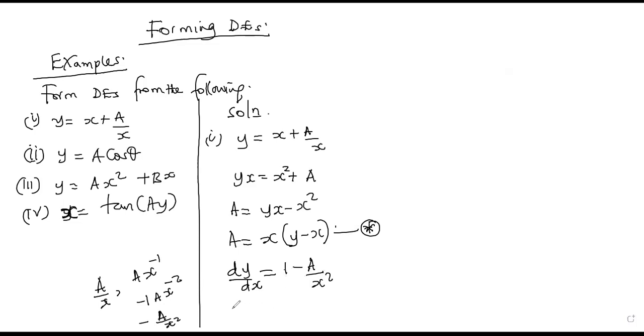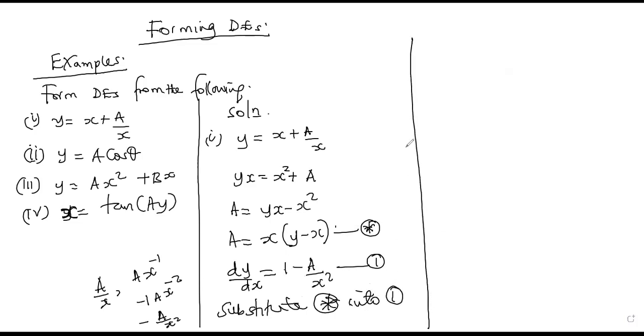So what we shall have, let me say that this is my equation 1. So substitute equation star into equation 1, or you substitute for the constant. It means that we shall have dy/dx is equal to 1 minus the value of a, but the value of a is x(y minus x), then over x squared.